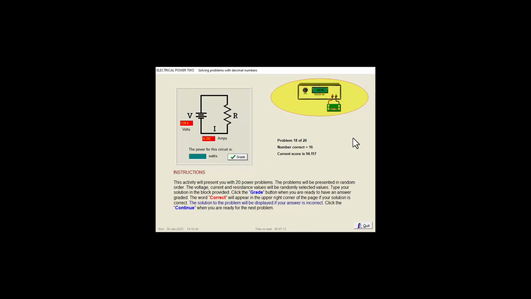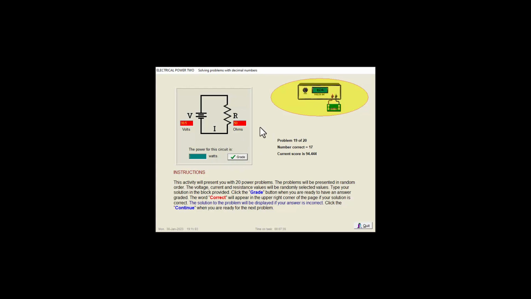And we have V and I, we're just going to multiply it, 128.4 times 4.280, and I've got 549.6 watts.